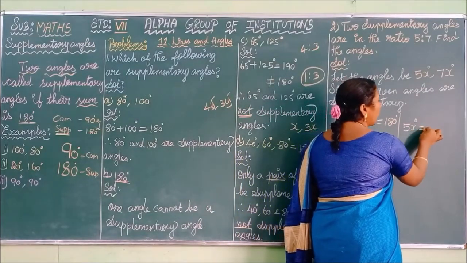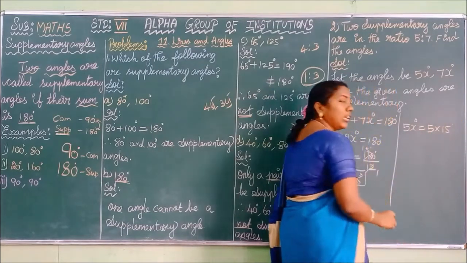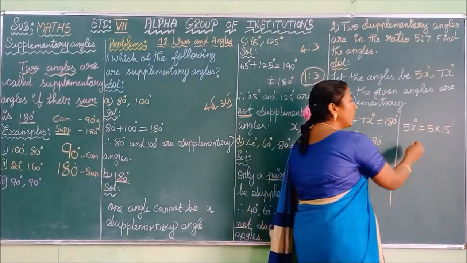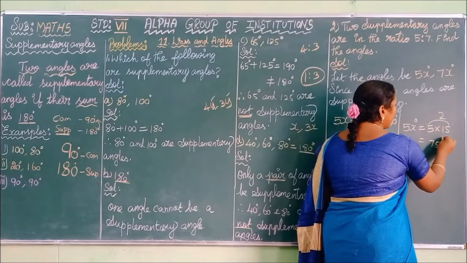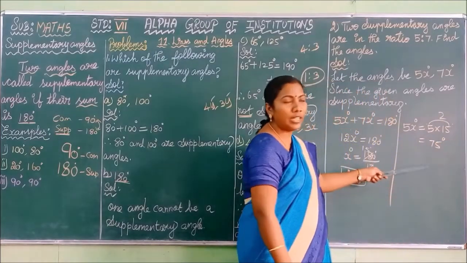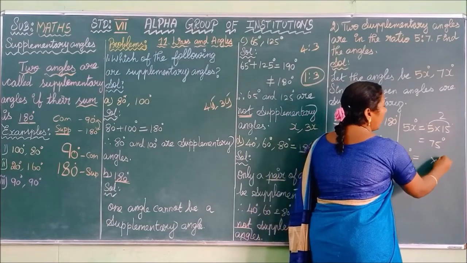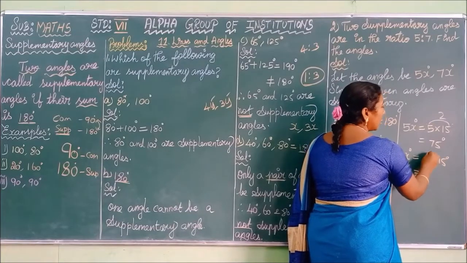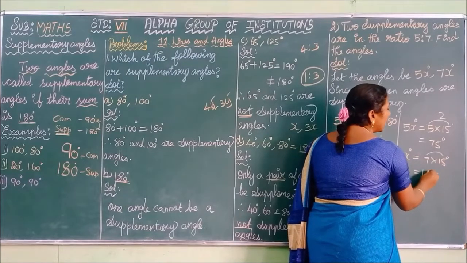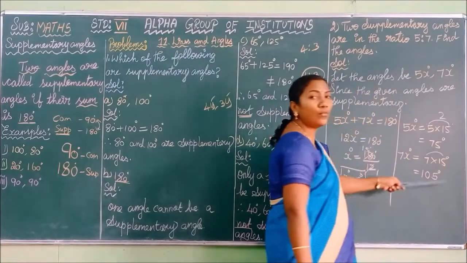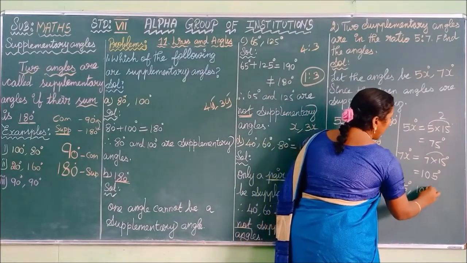5x equal to, you have to multiply the value of x by 5. So what is the value of x? 15 degree. So we have to multiply the 15 degree by 5. 5 fives are 25. Remember 2. 1 five is 5. 5 plus 2, 7. So the 5x value is 75 degree. The next angle is 7x. So you have to multiply the value of x by 7. 7 fives are 35. Remember 3. 1 seven is 7. 7 plus 3, 10. So the other angle is 105 degree. So what are the two angles? 75 degree and 105 degree.